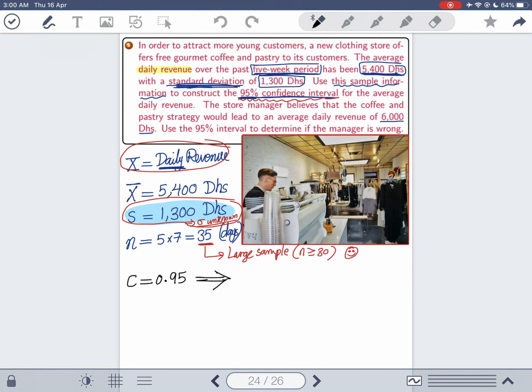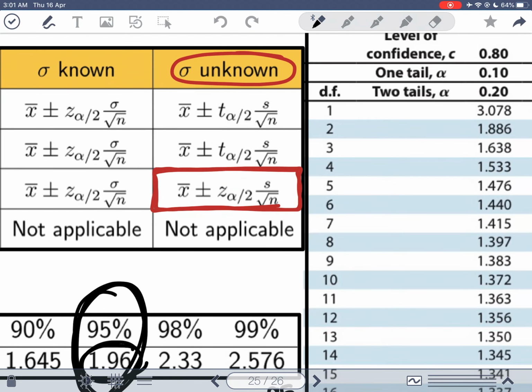Okay, so now we know that our Z sub C, let's write it for this question, Z sub C equals Z sub 0.95 is 1.96. So now I know my critical value. And so what is known here? I know this. I know S, I know X bar, and I know the sample size. Perfect. So everything is given actually.